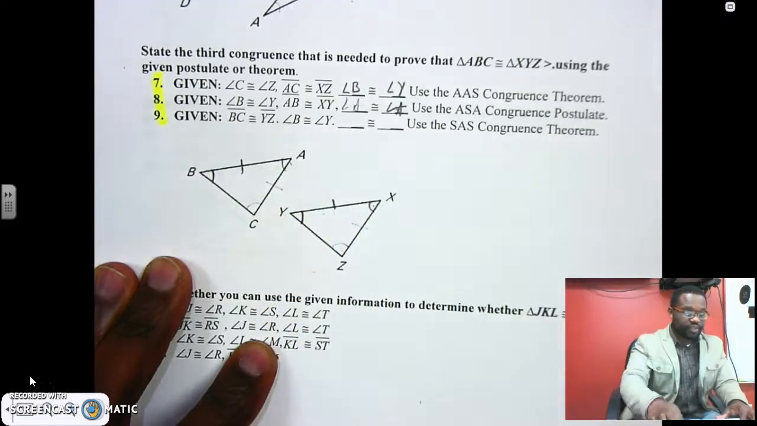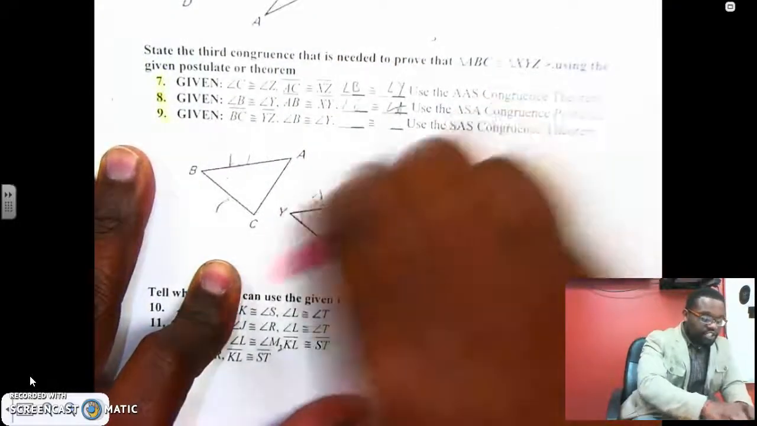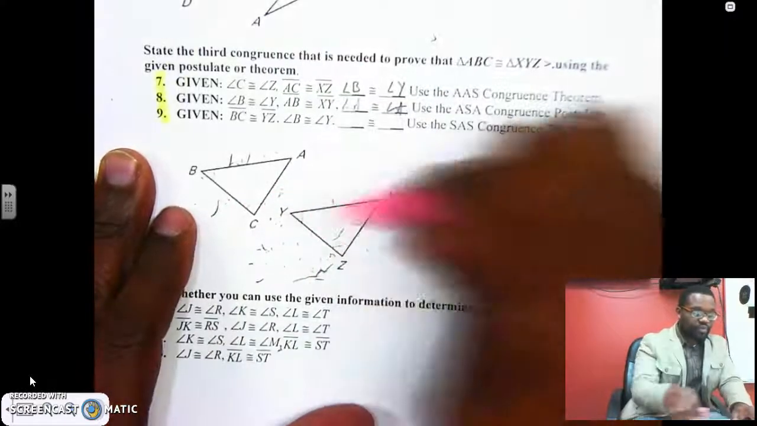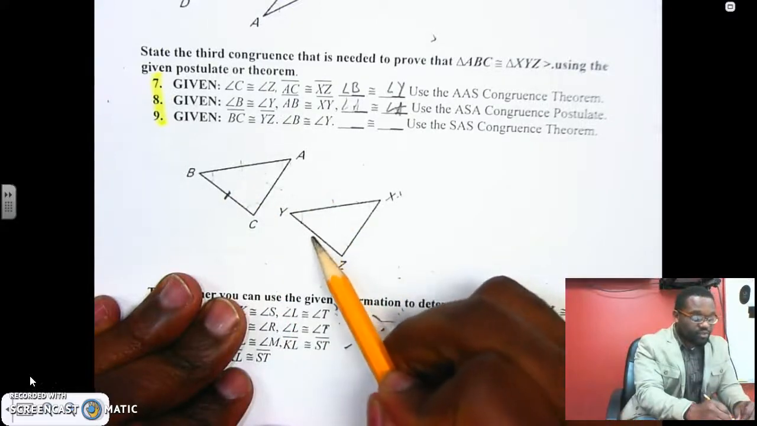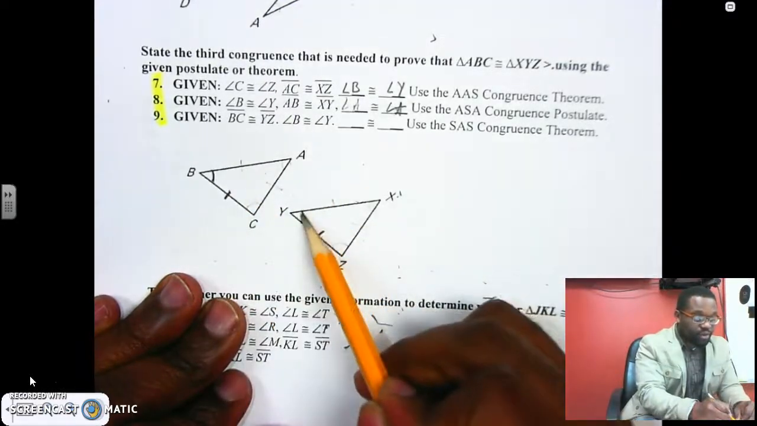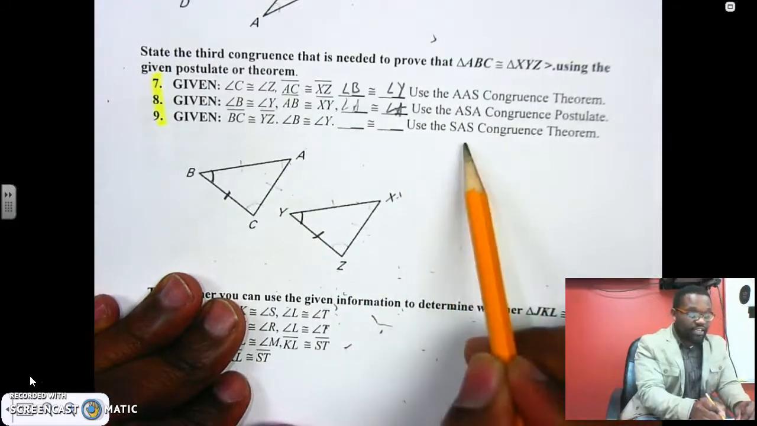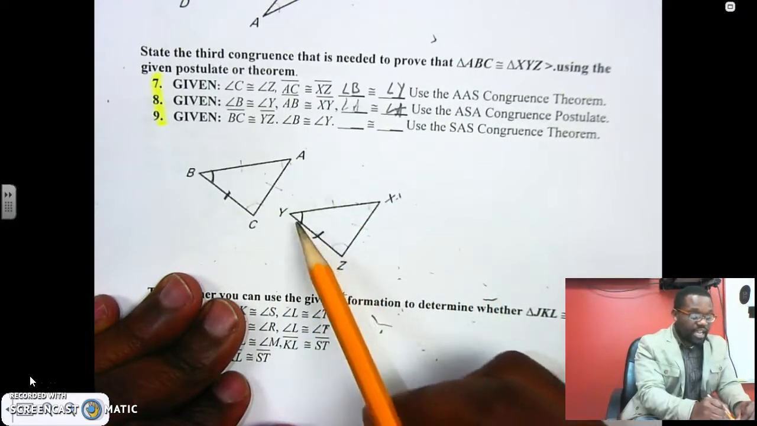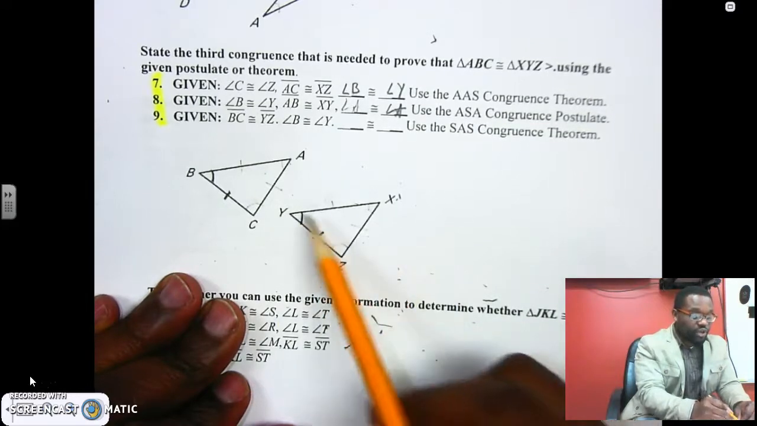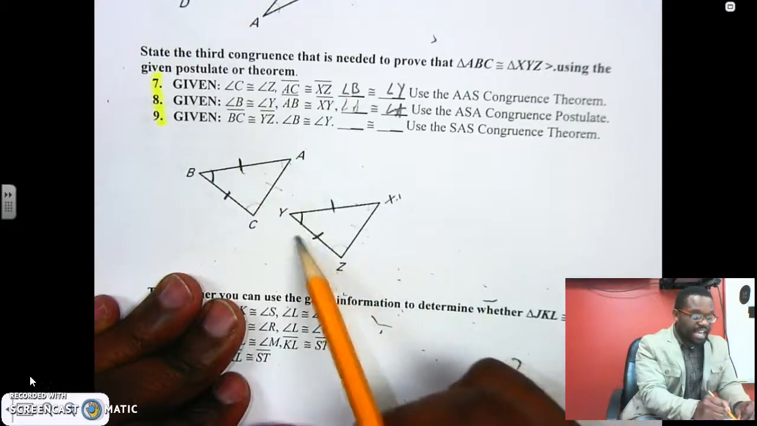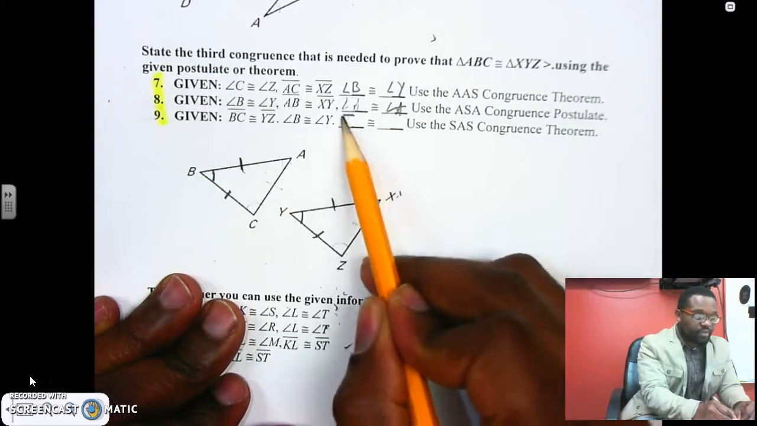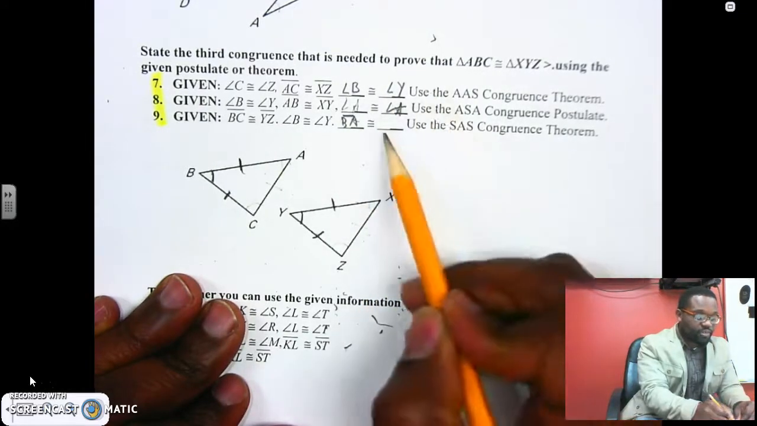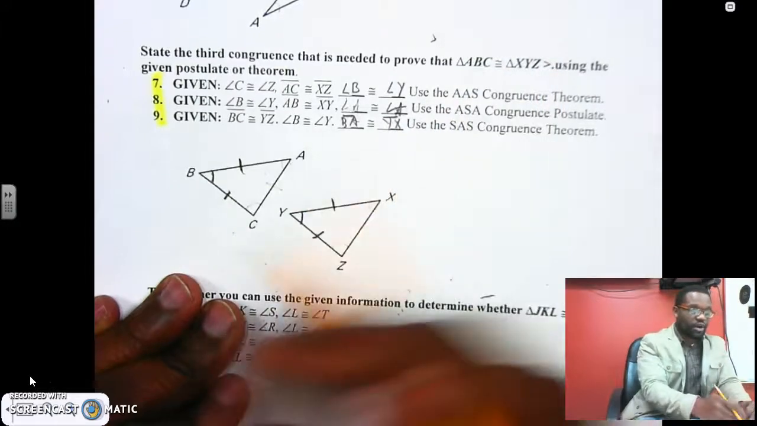If we knew those two were congruent, then we could say these two triangles are congruent using the angle side angle theorem. And the last one says if we know segment BC is congruent to YZ, angle B is congruent to angle Y, using side angle side, the only other side that we could use would have to be this side here, because the angle has to be sandwiched in between. So you would say segment BA is congruent to segment YX or XY.